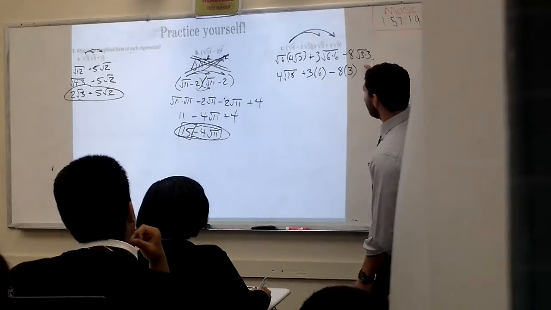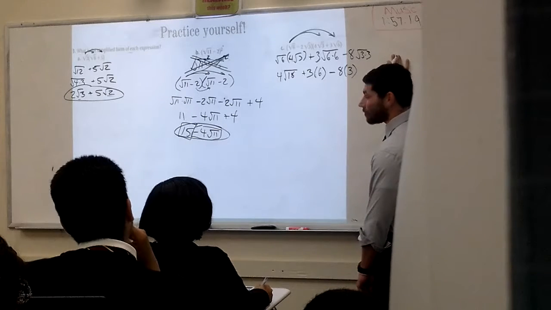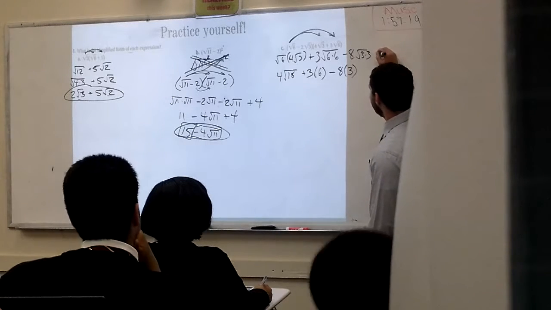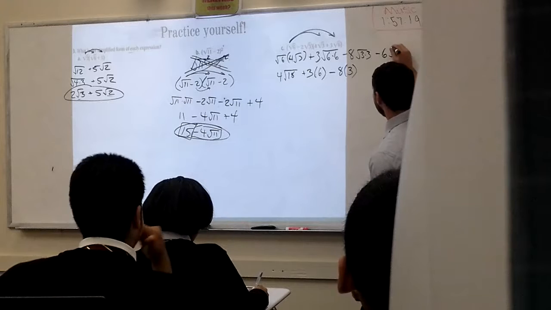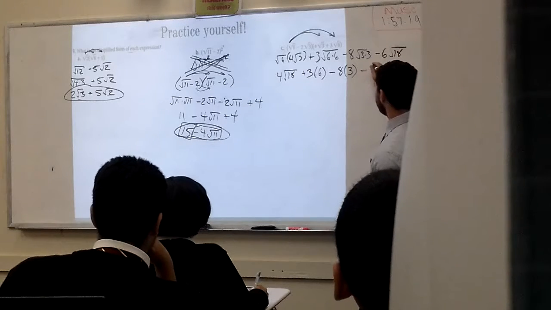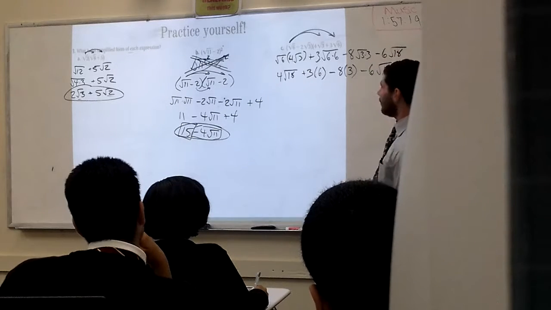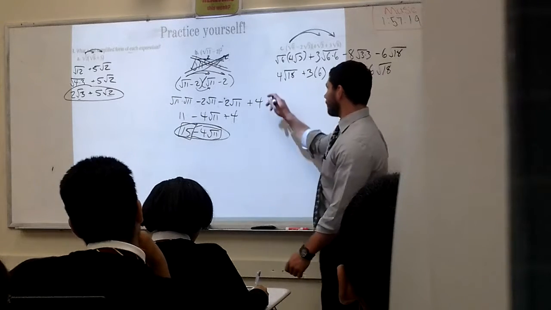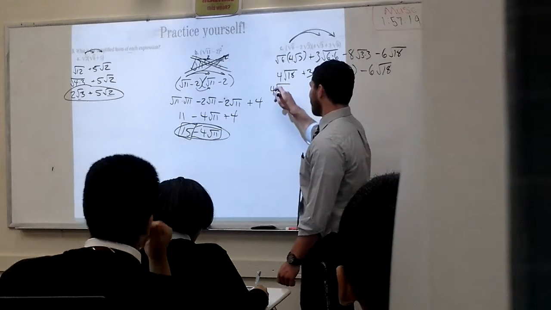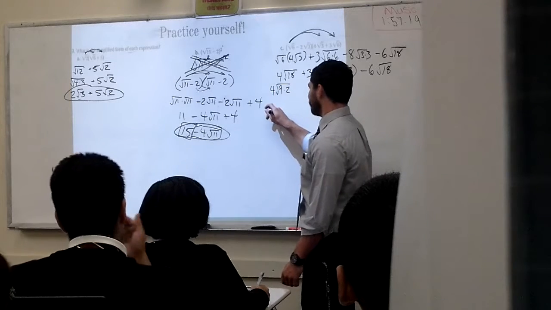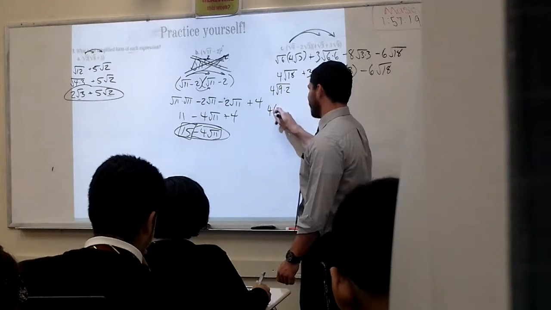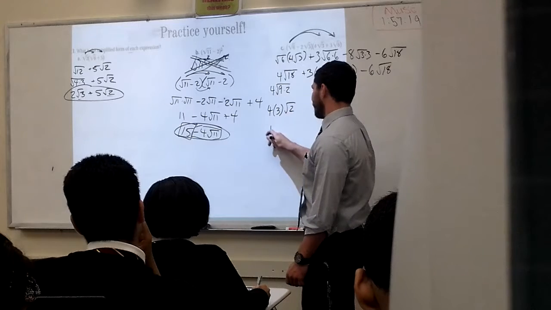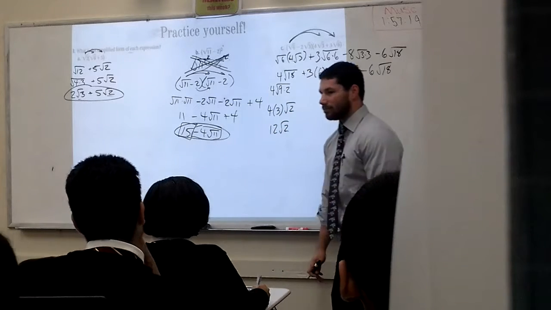Negative 2 radical 3 times 3 radical 6, and you get negative 6 radical 18. Very good. Alright, and now let's simplify. The square root of 18, how does that simplify? It's going to be 9 times 2. That's 3. So if 3 comes out, what do we now get? 12 radical 2. Very good.